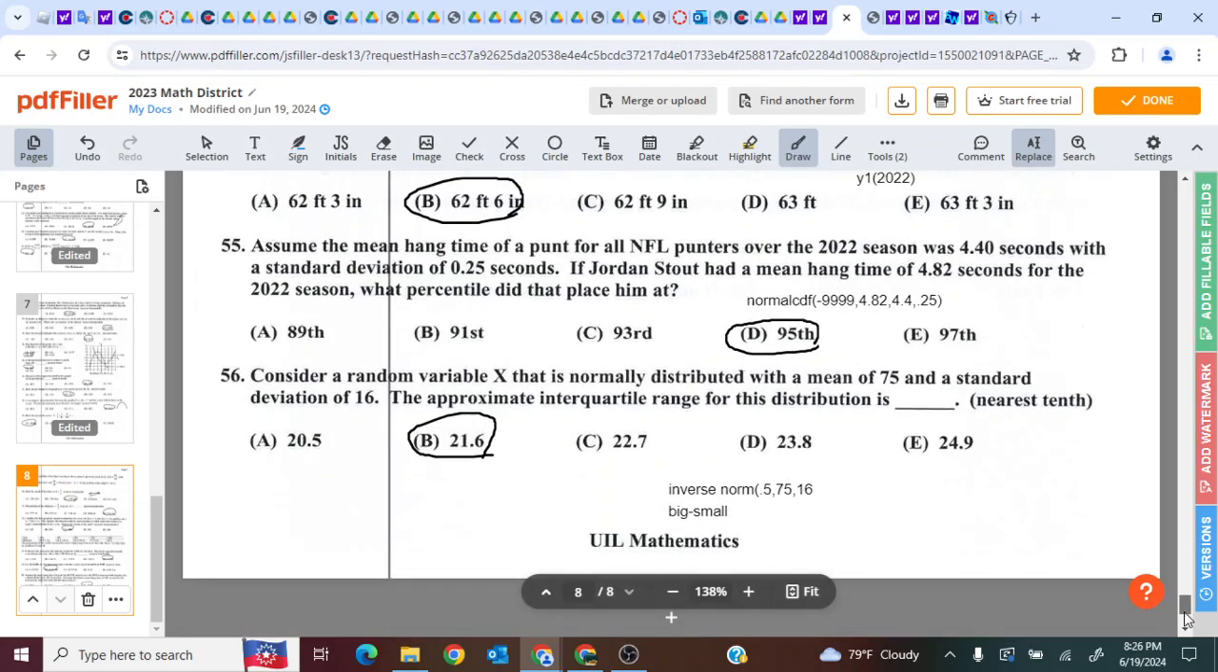Number 56. Consider random variable x as normally distributed with this mean and standard deviation. What is the approximate interquartile range? The interquartile range is the 75th percentile minus the 25th percentile. In other words, it is the center 50% of the data. So inverse norm of 0.5, center, with mean of 75 and standard deviation of 16. Then you simply do the upper bound minus the lower bound to get 21.6.